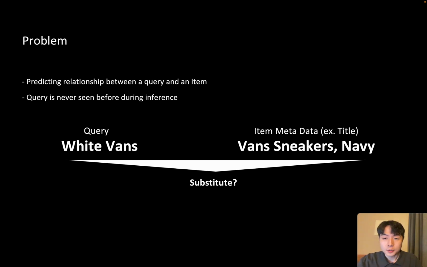An important addition to the problem is that the query is never seen before during inference, meaning any query to be predicted would not have appeared during training. So this changes the problem to predicting the relationship between an unseen query and an item. And this makes a big difference, as shown in the next slide.